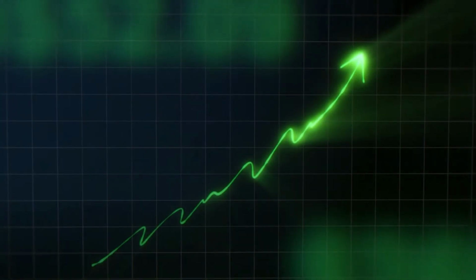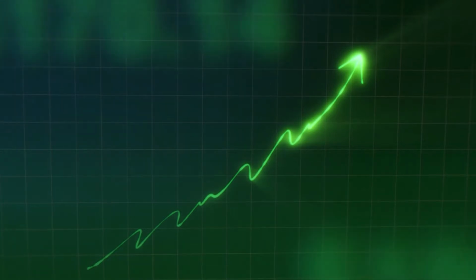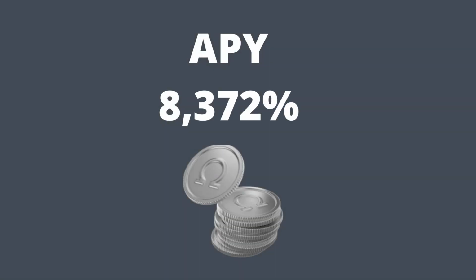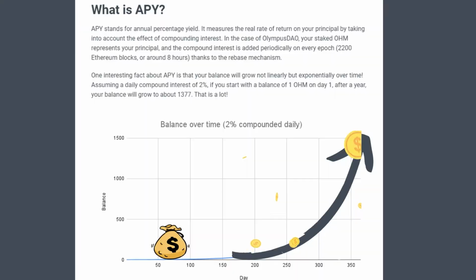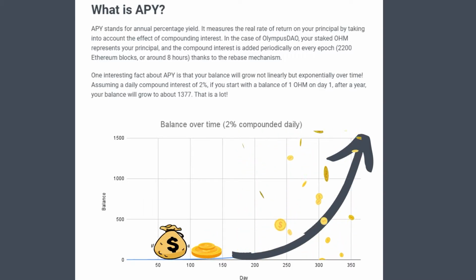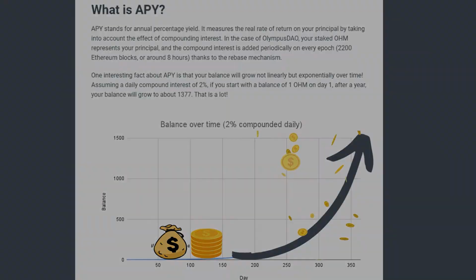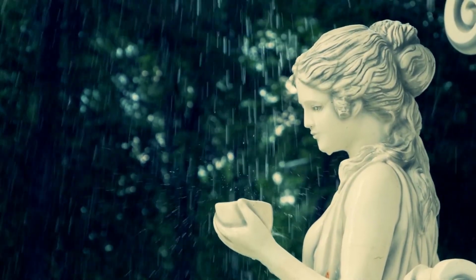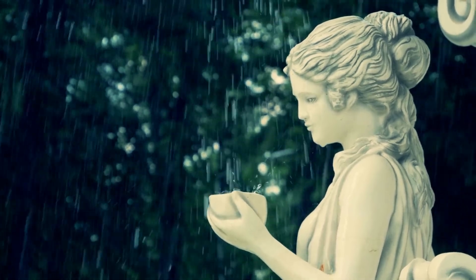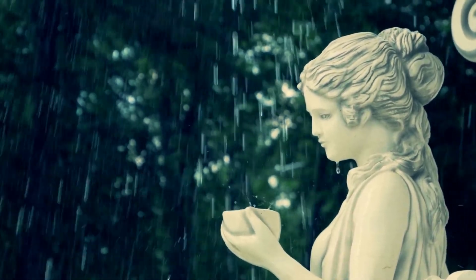So why is Olympus so attractive to people and creating such a buzz? Olympus' current APY at the recording of this video is 8,372%, meaning the Olympus you invest in will be giving an annual return rate of 8,372%. Now this fluctuates depending on the price of Olympus. If people sell it, it goes up, and if people buy it, it goes down. I know this is a complicated protocol, and there are a lot of mathematical equations they go over in their white paper explaining all this in detail. If you want to check it out, I have linked it in the description box below.